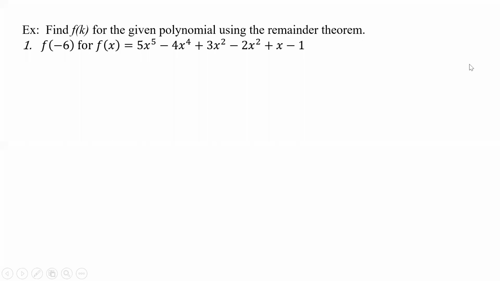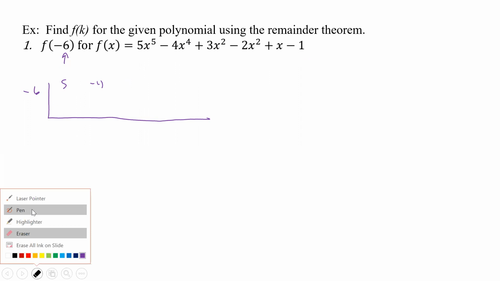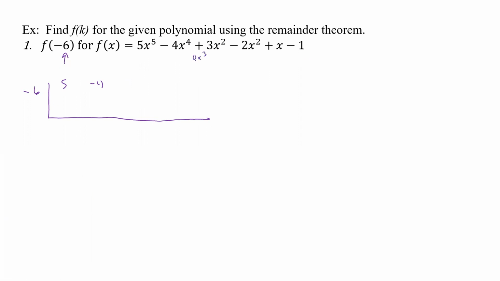All right, so here we're supposed to find f(k) for the given polynomial using the remainder theorem. Remember, that means we're going to do a synthetic division with this k. So we're going to have a -6 out front, and then a 5, a -4, a 3, 5, 4. Oh, we don't have an x cubed term, so we better add a 0 for that power, because it's going to be 0x cubed. If we forget that, it's going to cause us some issues. So 5, 4, then a 0.